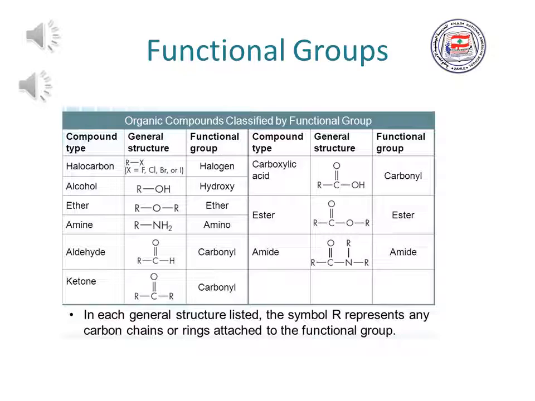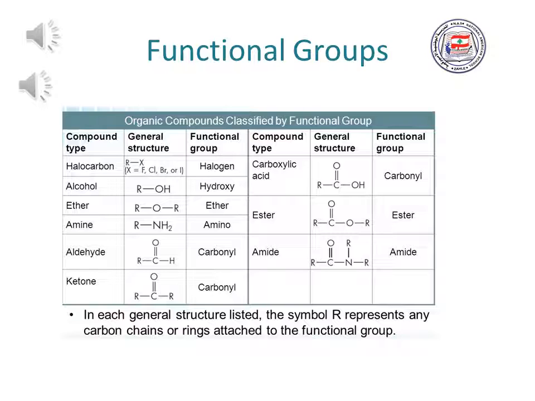This table identifies the functional groups that you will learn about in this chapter. In each general structure listed, the symbol R represents any carbon chains or rings attached to the functional group. In some cases, R can be a hydrogen atom. When more than one R group is shown in the structural formula, the groups do not need to be the same.